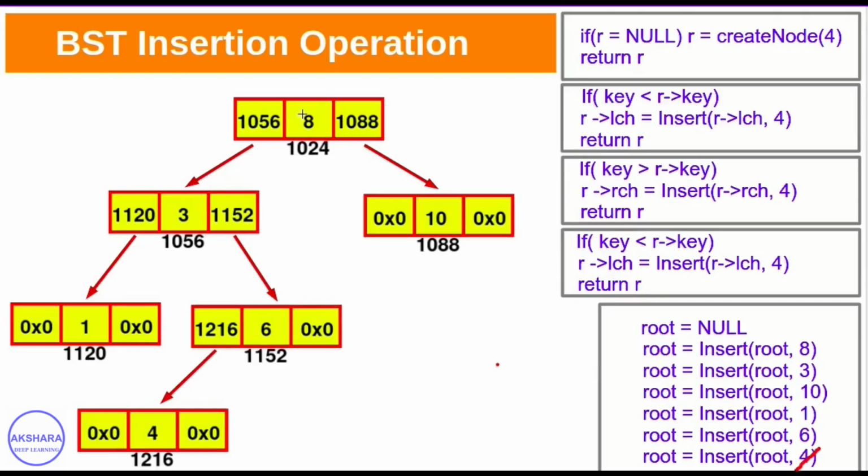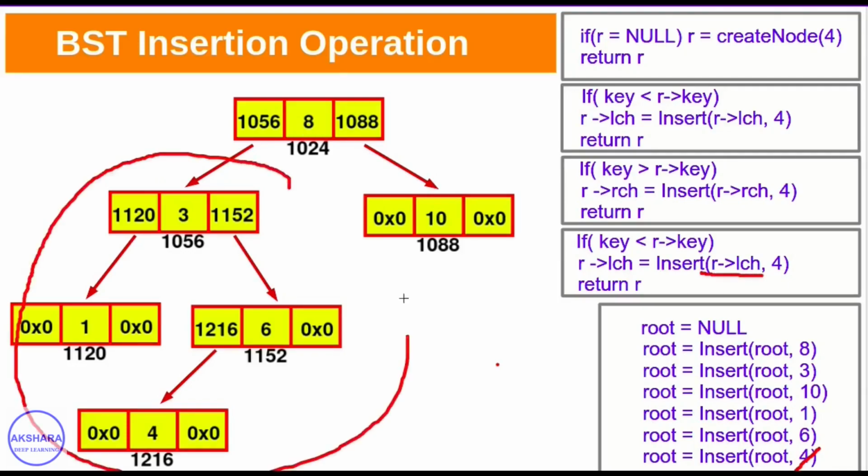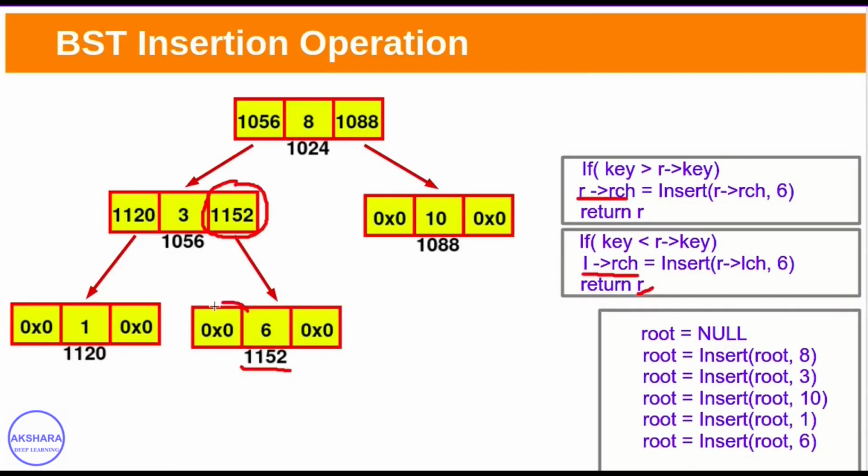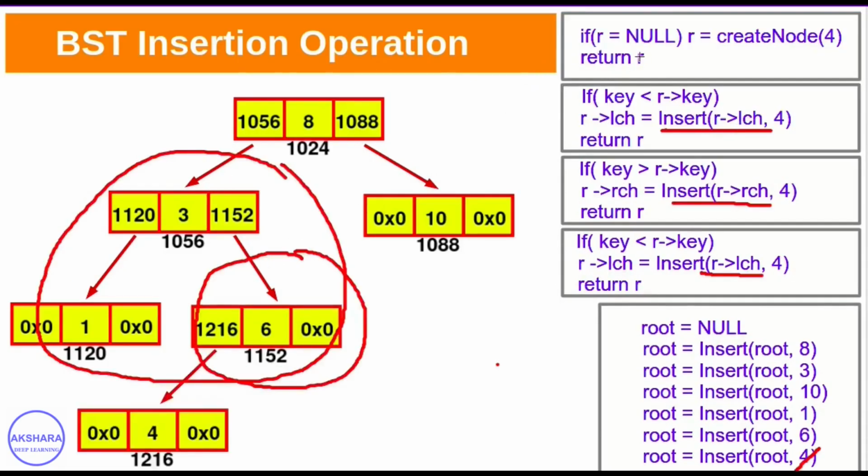To insert 4, which is less than 8, an insert call will be made on this left subtree. Here this is the entire tree before insertion of 4, so the left subtree will be this part. Again 4 is greater than 3, so an insert call will be made on this right subtree. Here the right subtree will be this part. Again 4 is less than this 6, so again an insert call will be made on the left subtree. Before insertion of 4, the left subtree of 6 is null. The insert function will be called with the left subtree as null with key 4. So here root is null, so a new node will be created. Its address will be returned to the previous root's left child. So this left child, previously null, will be updated with this 1216 new node address.